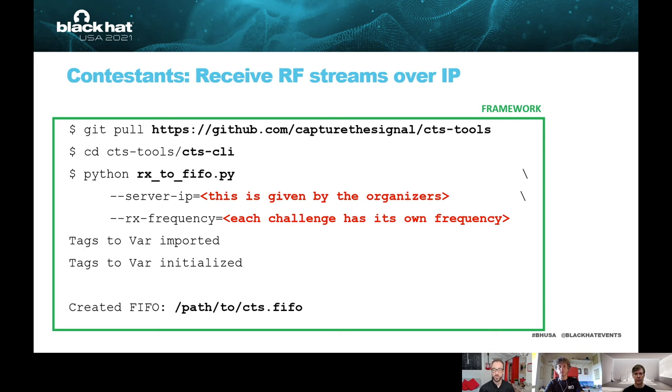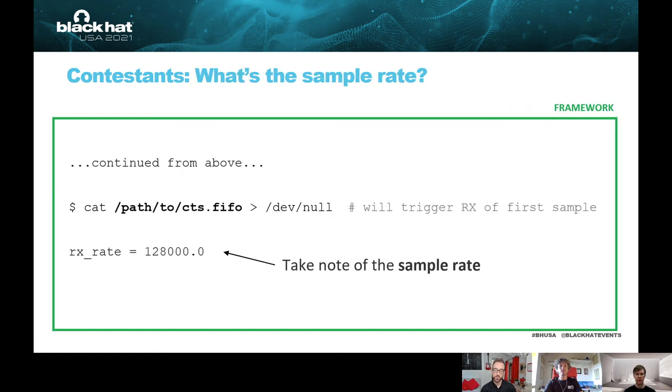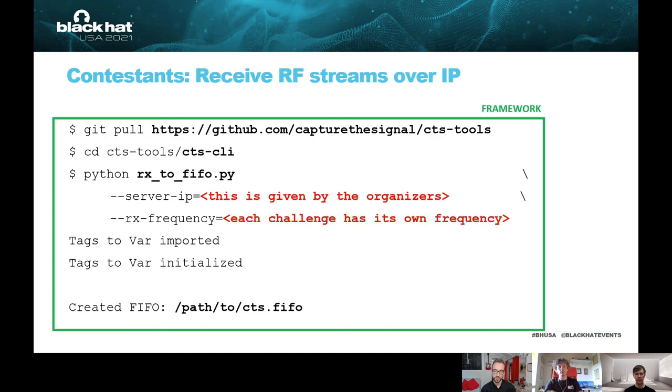Here is how to, as a contestant, how to start receiving. I can show you a quick example now. So I'll go quick here. At every competition, the organizers will give out the server IP and at least one entry point frequency to know where to tune at. And when you start consuming samples, this is the FIFO that this command execution has created.